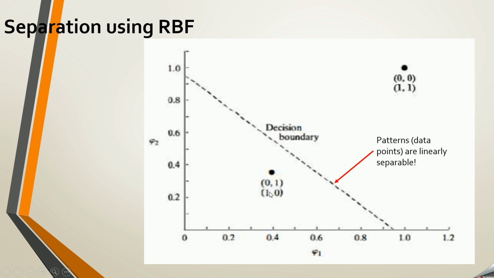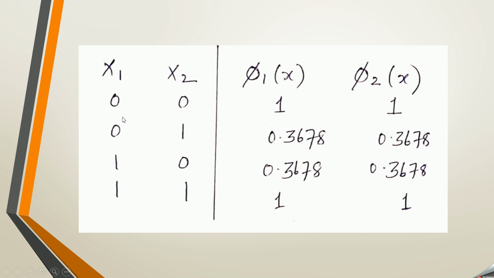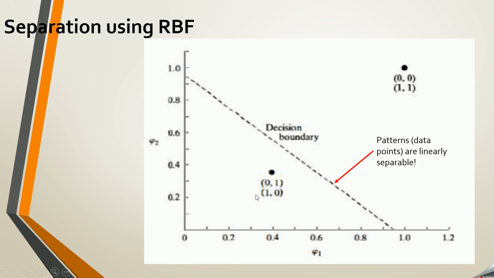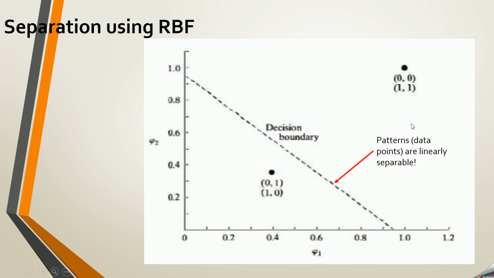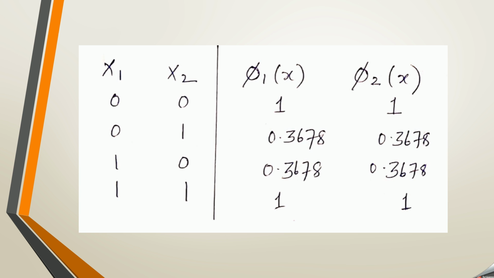So if you see, 0, 1 and 1, 0 fall on the left hand side of the decision boundary, and your 0, 0 and 1, 1 lie on the upper side of the decision boundary. So this is how a linearly inseparable problem can be converted to a linearly separable problem by applying the radial basis function. That is why this graph is called separation using radial basis function.